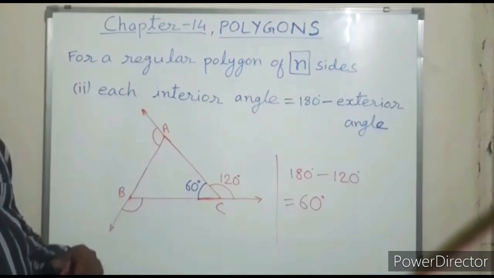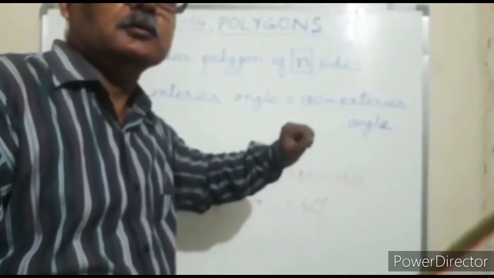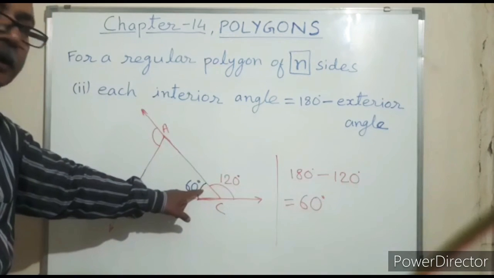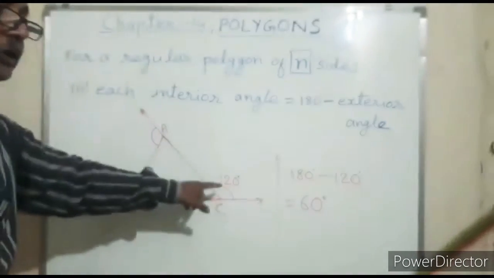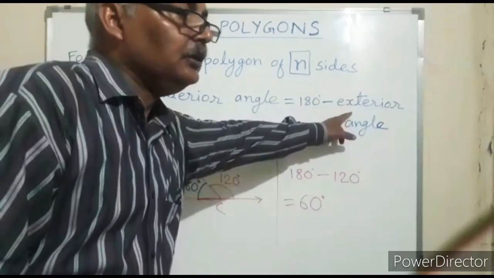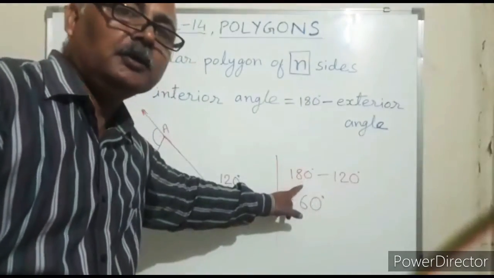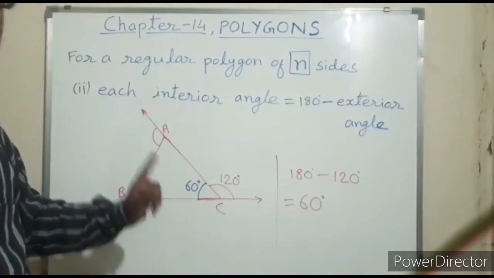Now see the next formula. Each interior angle is equal to 180 degrees minus the exterior angle. Actually at every vertex the exterior angle and interior angle together become 180 degrees because they form a linear pair. So their sum is 180 degrees. If from 180 we subtract the exterior angle, we will get the interior angle. Here for this question the exterior angle is 120 degrees, subtracted from 180 we get 60 degrees, so the interior angle is 60 degrees.